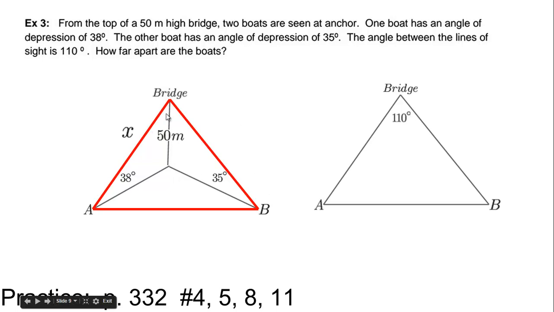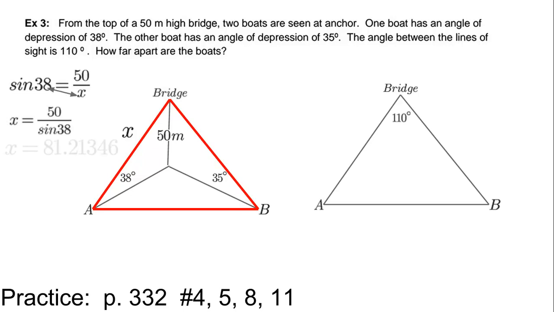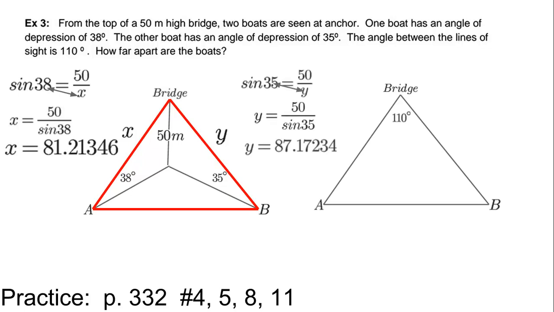The lines of sight is this slanted triangle that the bridge is looking down on the two boats at the same time. Similarly, we're going to find out the side x first using SOHCAHTOA. Cross multiply and get a value for x. We're going to find y with SOHCAHTOA. Almost the exact same calculation.